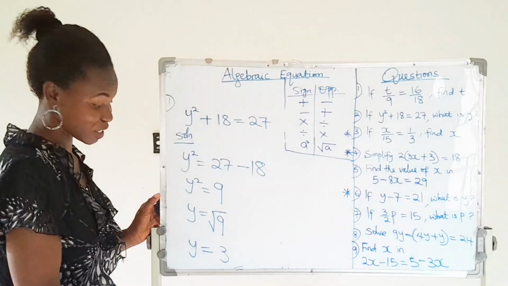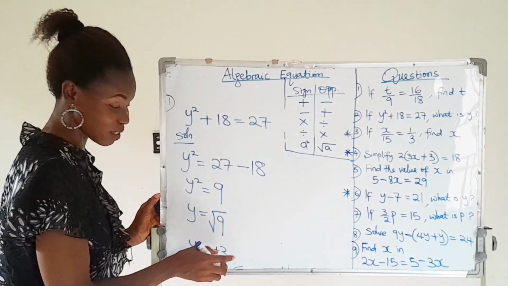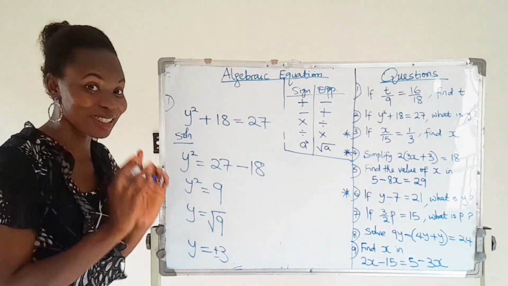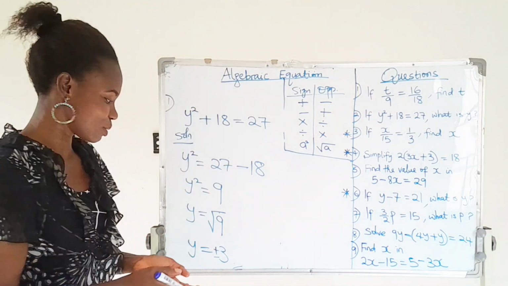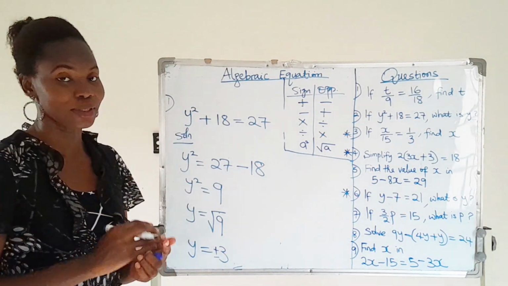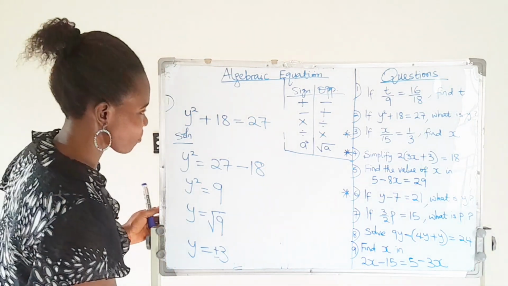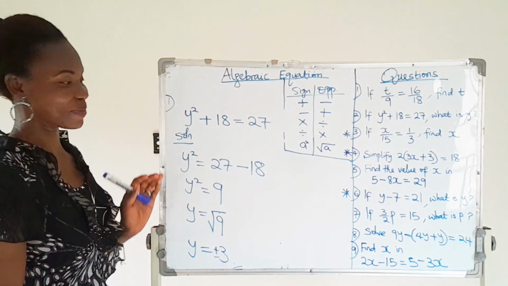It's supposed to be plus or minus 3, but we consider the positive for pupils. We consider only the positive, which is 3. But for higher grade students, we look at it as plus and minus 3. Is that understood? Okay. It's very simple, right? So every time you see this kind of question, this is how to solve it.